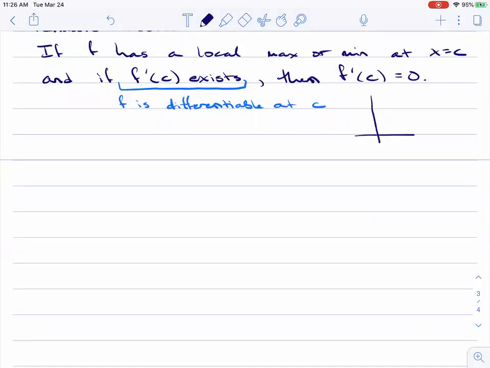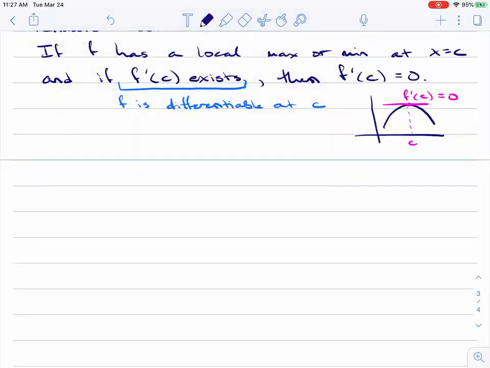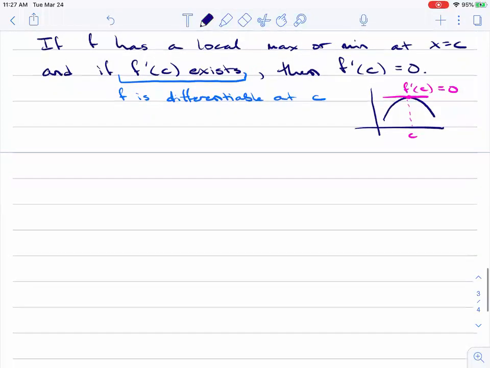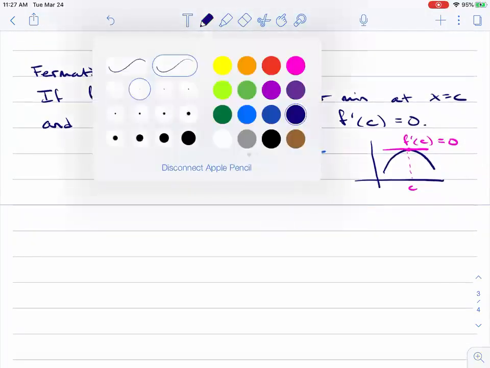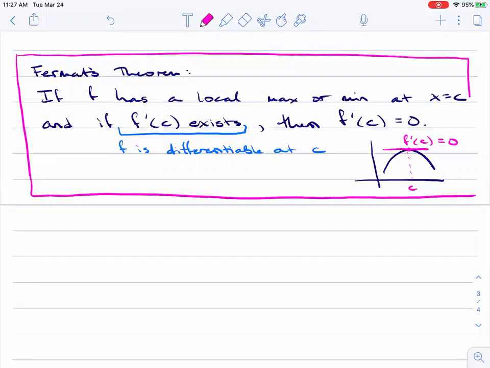We've seen these graphs here, and we've used the fact that at the peak, f prime of c is 0. That's Fermat's theorem: essentially if you've got a maximum or a minimum, the derivative at that point is 0 if the derivative exists. We actually find that there's 2 different types of these maximums or minimums, but I'll just put a square around Fermat's theorem for now.